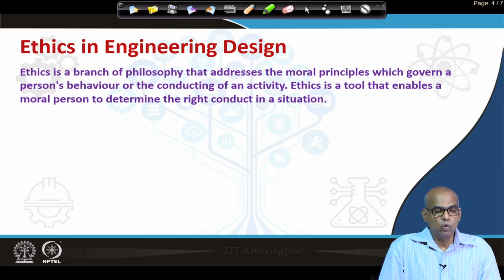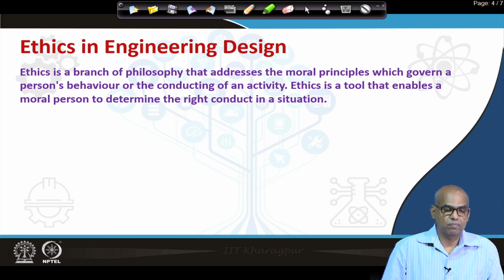Now, we will briefly talk about ethics in engineering design. Ethics is a branch of philosophy that addresses the moral principles which govern a person's behavior or the conducting of an activity. Ethics is a tool that enables a moral person to determine the right conduct in a situation.